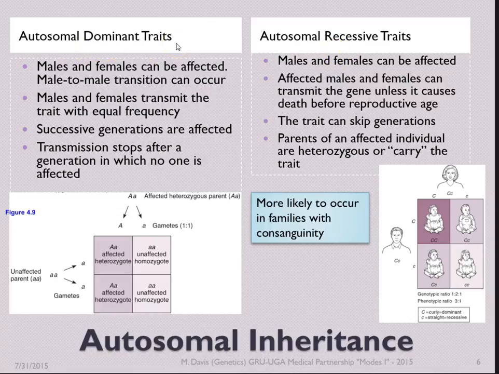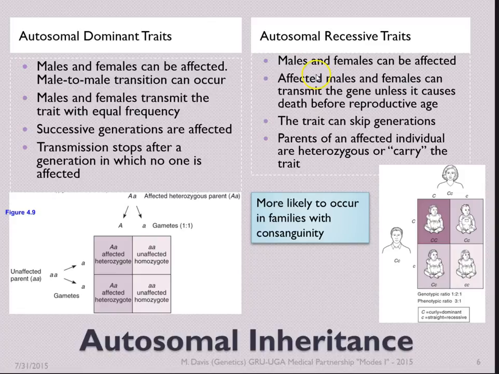Autosomal dominant traits are transmitted by males and females, and we do see male to male transmission occur. And in the case of dominant traits, we usually see successive generations that are affected. And transmission usually stops after a generation in which no one is affected. So the mutated allele has not been passed on and therefore will not be seen in the family any longer. In recessive traits, again, both males and females can be affected.